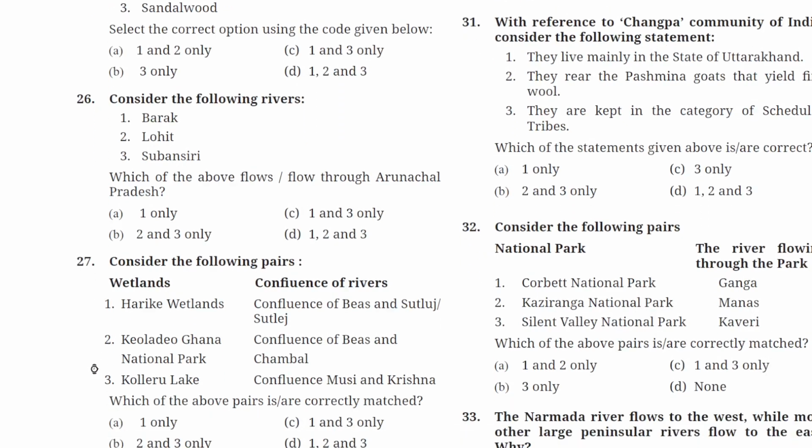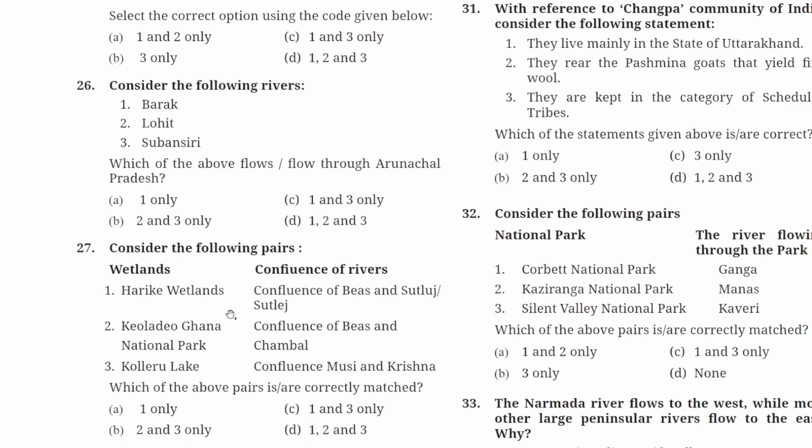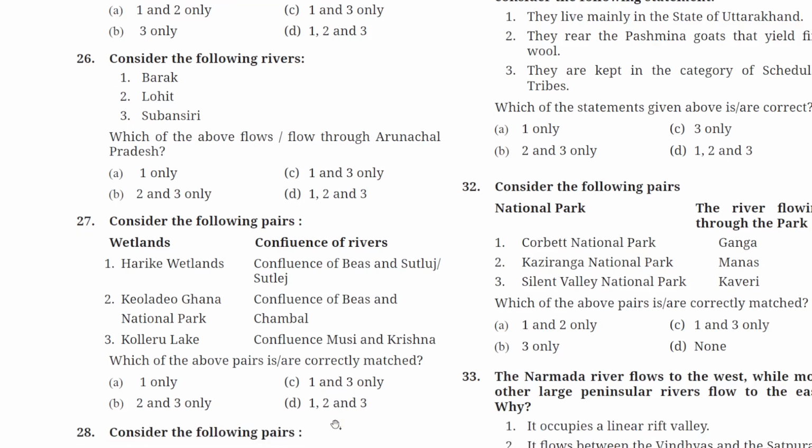Consider the following pairs: Harike Wetlands, Keoladeo Ghana National Park, and Kolleru Lake. Which among the following are correctly paired? The first option here is Harike Wetlands, the confluence of the Beas and Satluj. Yes, it is true.